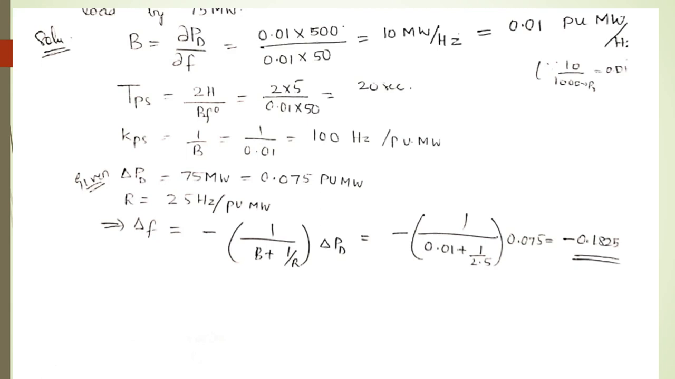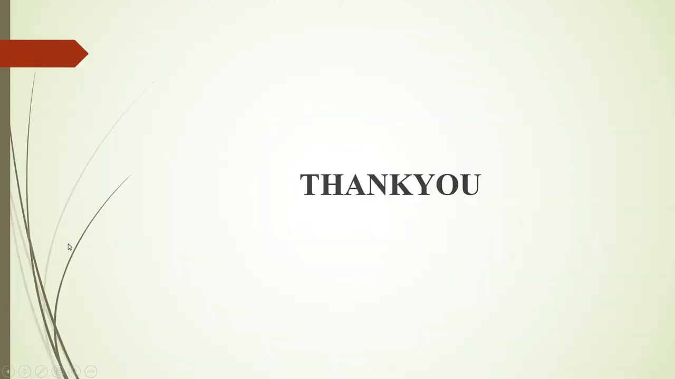B is dou PD by dou F, that is 0.01 into 500 by 0.01 into 50, that is 0.01 per unit megawatt per hertz. TPS is 2H by B F naught, that is 20 seconds. KPS is 1 by B, that is 1 by 0.01, 100 hertz per unit megawatt. So delta PD is given as 75 megawatt, R is given as 2.5 hertz per unit megawatt. So delta F is equal to minus of 1 by B plus 1 by R into delta PD. Substituting all the values, we get the change in frequency as minus 0.1825.